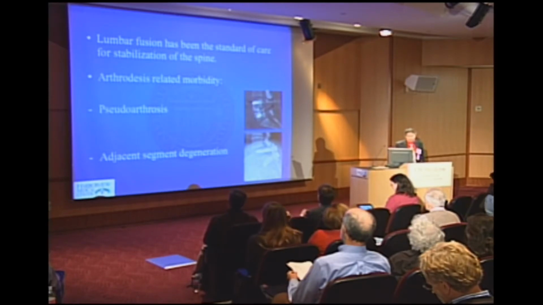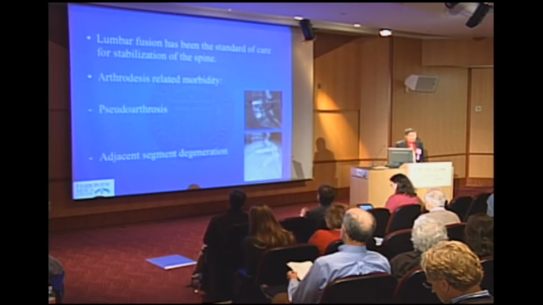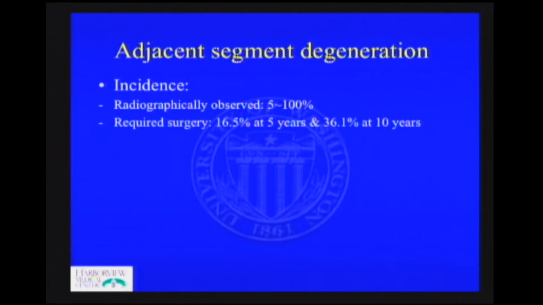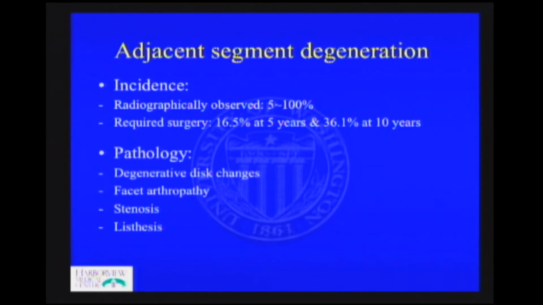Lumbar fusion has been the standard of care for the stabilization of the spine. Arthrodesis has related morbidities, including osteoarthrosis and adjacent segment degeneration. The adjacent segment degeneration incidence is reported, based on radiographic findings, at about 5 to 100%, depending on where you look. Those also required surgeries in about 16.5% at 5 years and up to 36% at 10 years. The pathology of adjacent segment degeneration includes degenerative disc changes, facet arthroplasty, and stenosis.